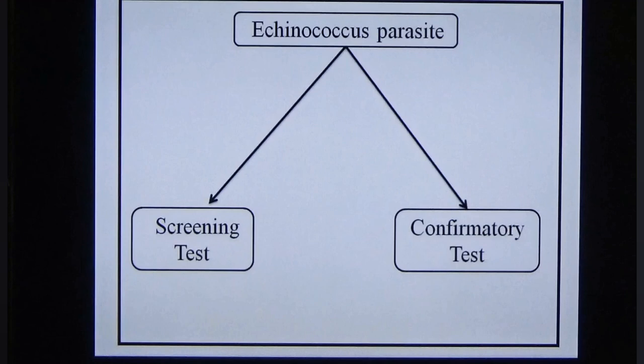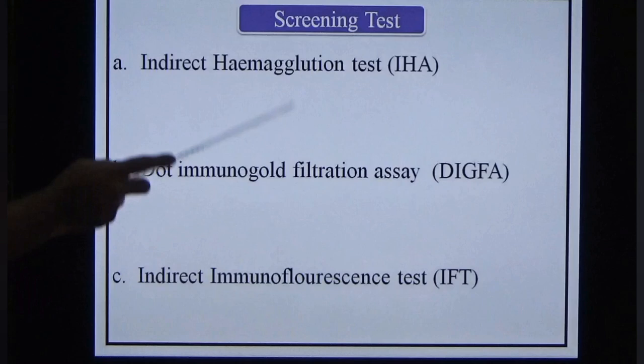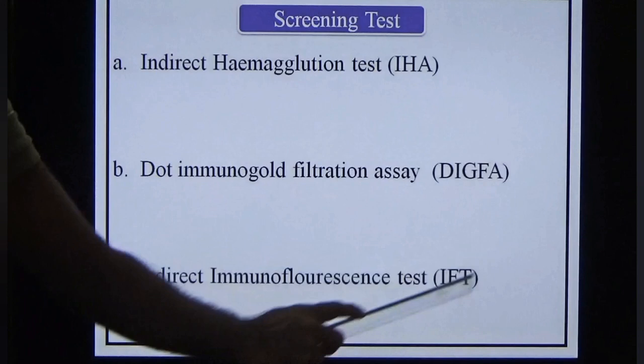Okay. So now we will go for Echinococcus granulosus. Echinococcus granulosus is diagnosed by two kinds of investigation: one is the screening test, another is the confirmatory test. The screening tests are three: indirect immunoagglutination test, dot immunogold filtration assay, and indirect immunofluorescent test. All these investigations have a common background: detecting antibody against the antigen. That is the basic concept of the screening test.